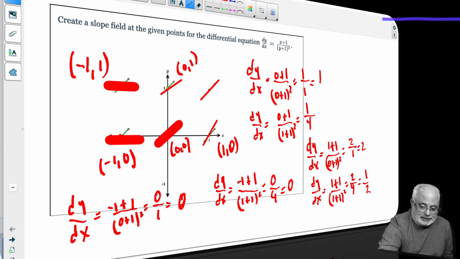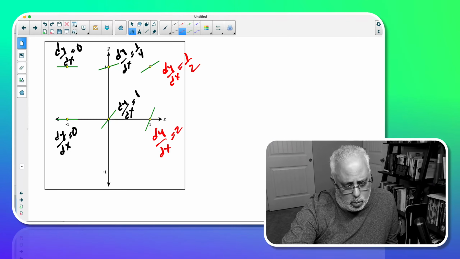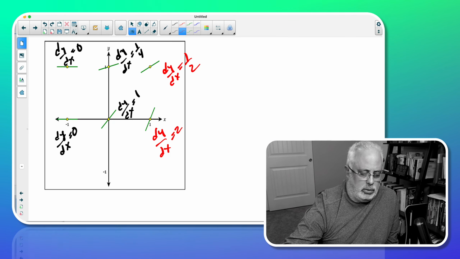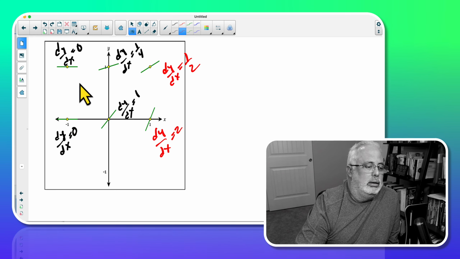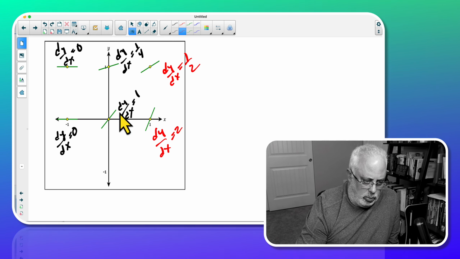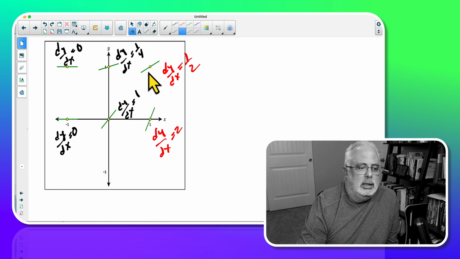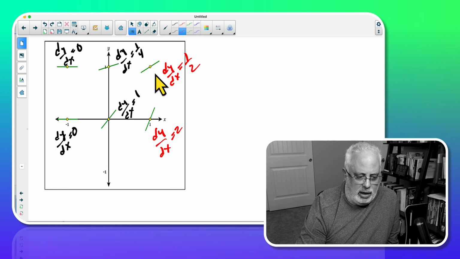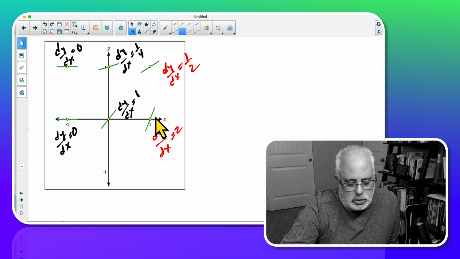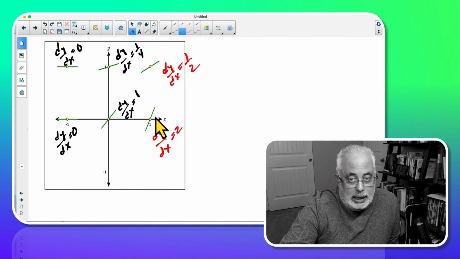What do you think? Okay, this is the summary of the question. The dy/dx is 0, you can see it right there. dy/dx 0, the line horizontal; slope 1/4; slope equal 1, increasing; slope 1/2; slope 2. And this is the way to do questions like this.